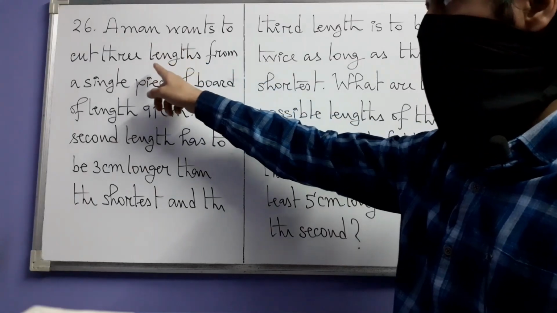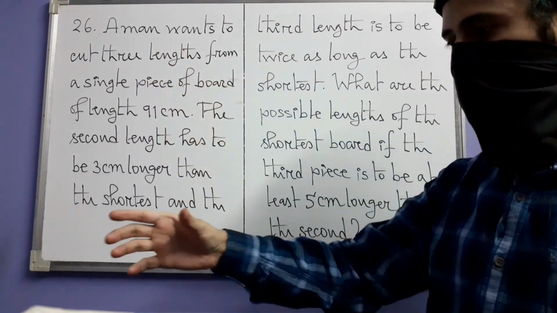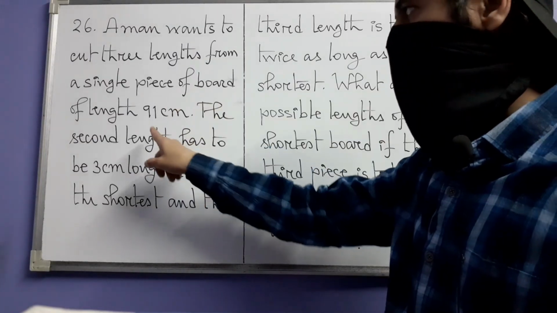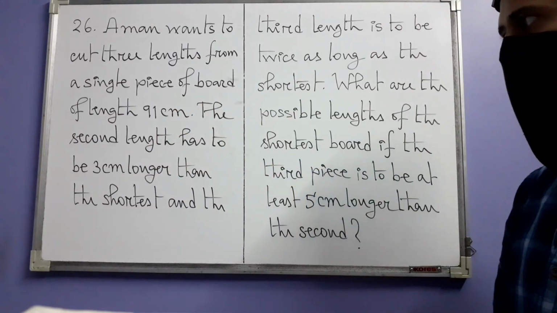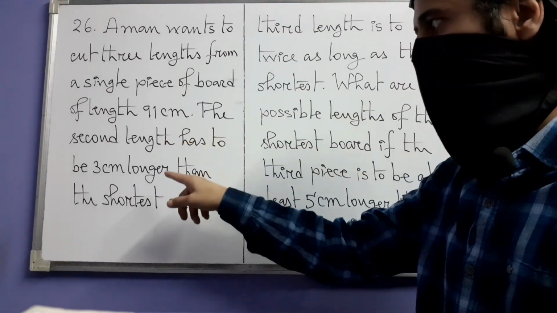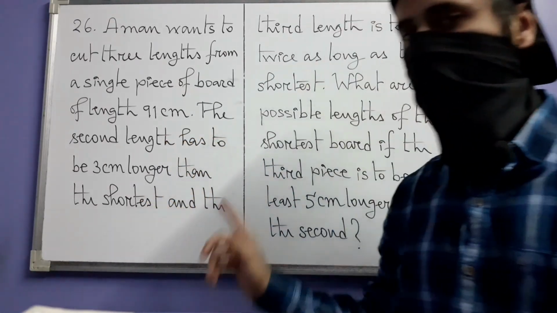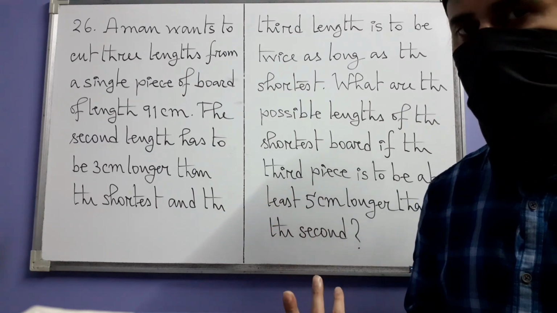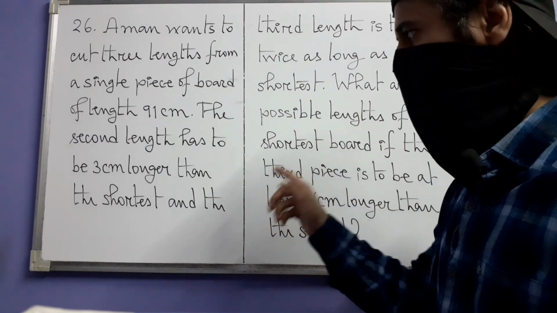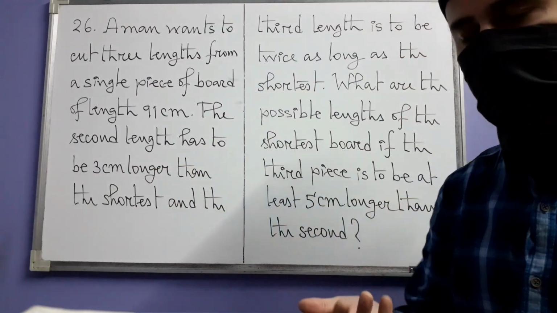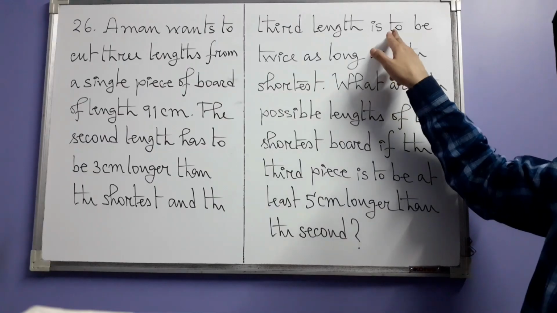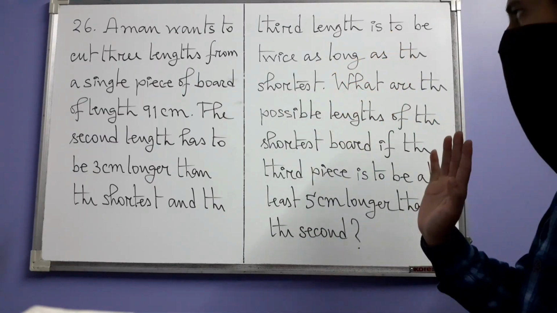A man wants to cut 3 lengths from a single piece of board of wood, and that board has length 91 centimeter, and these are the conditions. The second length has to be 3 centimeter longer than the shortest. There will be one having shortest length. The second length, meaning the next larger one, has to be 3 centimeter longer than the shortest length, and the third length, which will be the largest, is to be twice as long as the shortest.